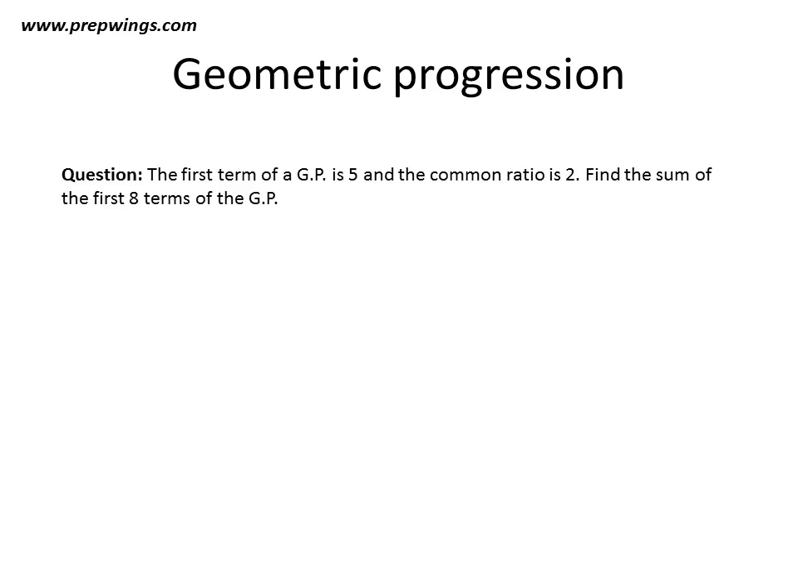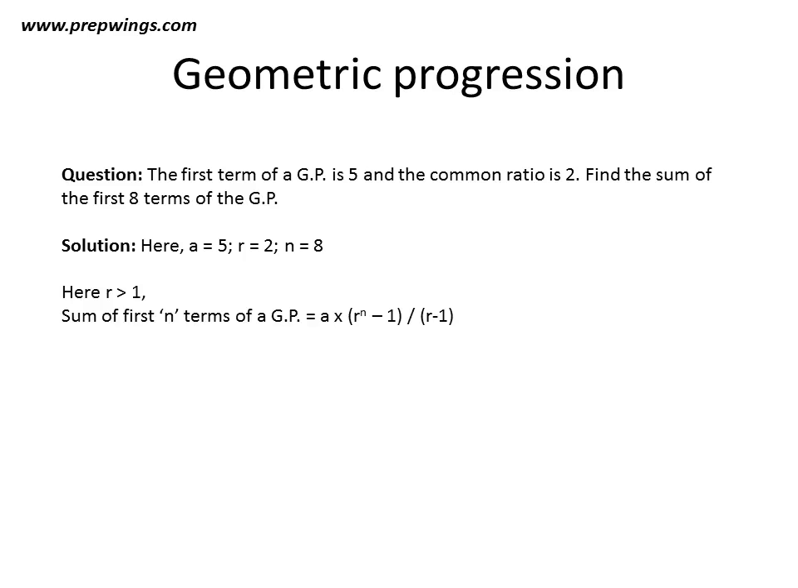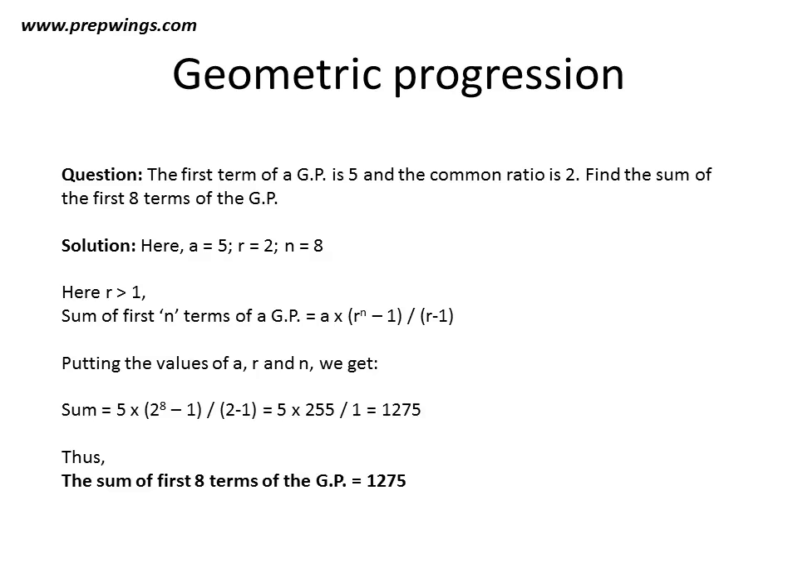Okay, we'll do a question over here now. It says the first term of a GP is 5 and the common ratio is 2. We have to find the sum of the first 8 terms of GP. So we know A is 5, r is 2 and n is 8. So over here r is more than 1. So sum of first n terms of GP is given by A into r raised to power n minus 1 upon r minus 1. Now we put the values of A, r and n in the formula and we get sum is equal to 5 into 2 raised to power 8 minus 1 upon 2 minus 1. Okay, which is 1275. Thus the sum of first 8 terms of the GP is 1275.